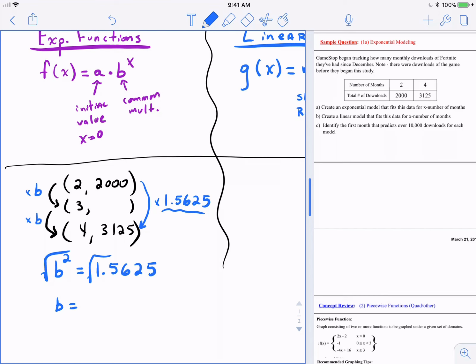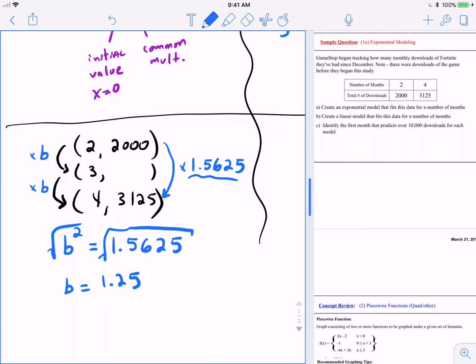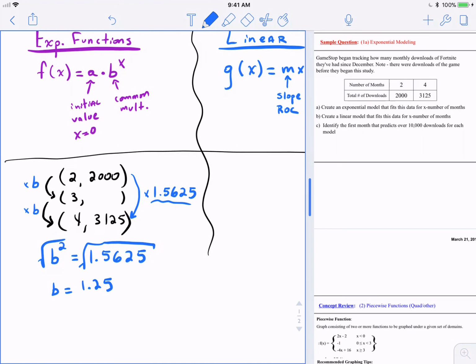So we take the square root on our calculator. That's a really ugly square root, sorry. The square root of 1.5625, make sure it's all under the radical, is a nice 1.25. So just pay attention to stuff. It's nothing that you can say always happens. Every problem is different, but just be aware the common multiplier is between consecutive terms.